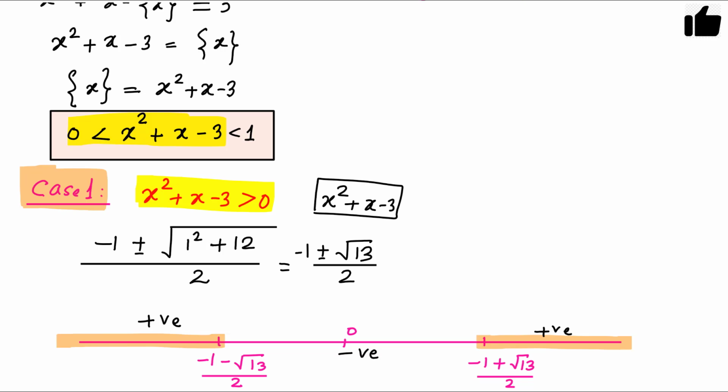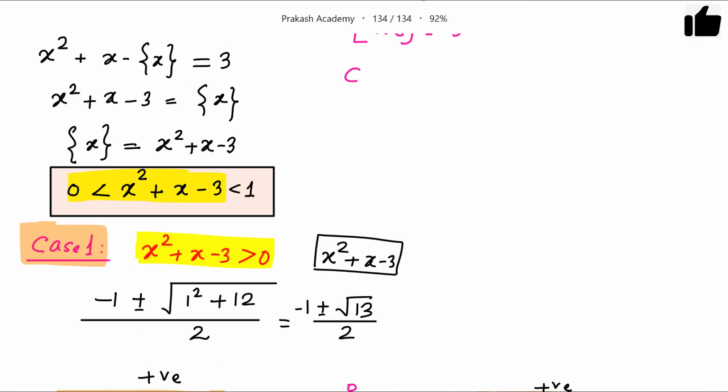Now consider case 2. In this case we will consider this portion of the inequality, that is x square plus x minus 3 is less than 1. This means x square plus x minus 4 is less than 0. So I am looking for x that satisfies this inequality. So this is a quadratic equation once again, so I will solve for the critical values, that is the roots of this equation.